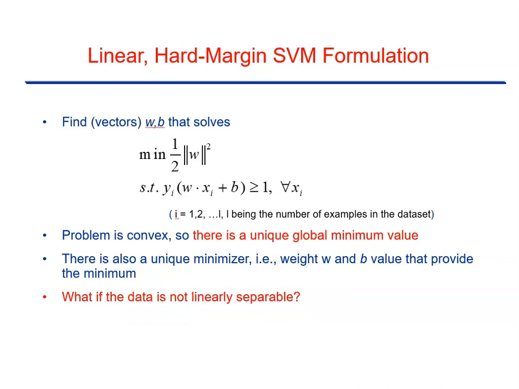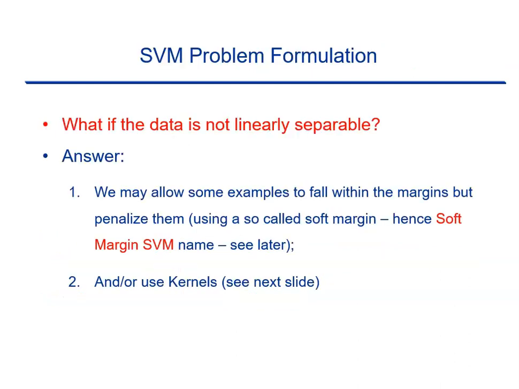But what if the data is not linearly separable, which is the case in most real-world problems? If the data is not linearly separable, we can allow some examples to fall within the margins, but we have to penalize them in order to make sure that we get a good model. This is called soft margin support vector machine, and we will discuss it later. Another idea is to use what are called kernel functions.